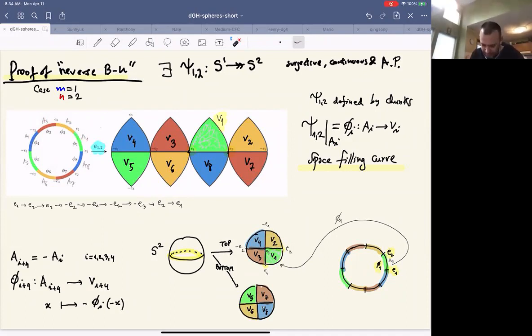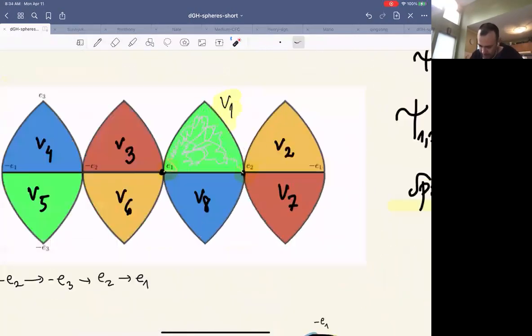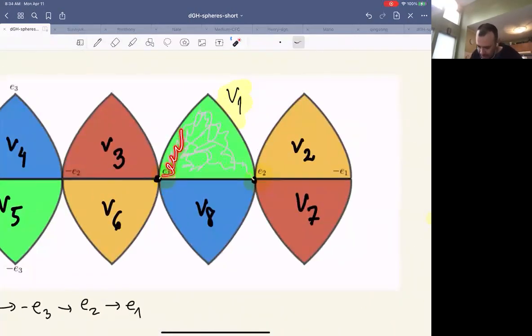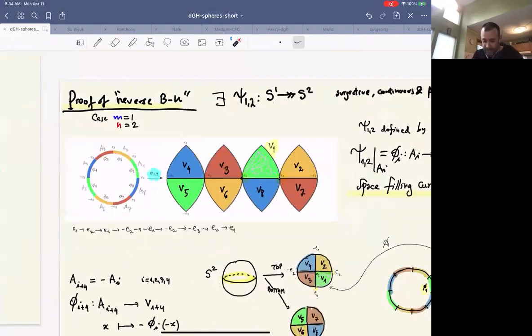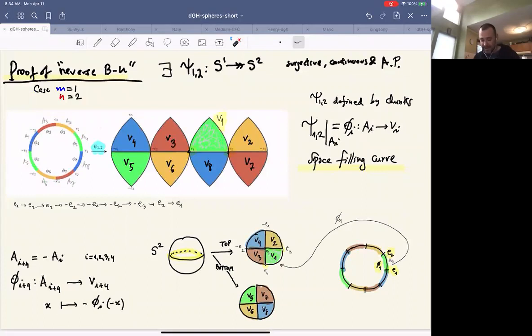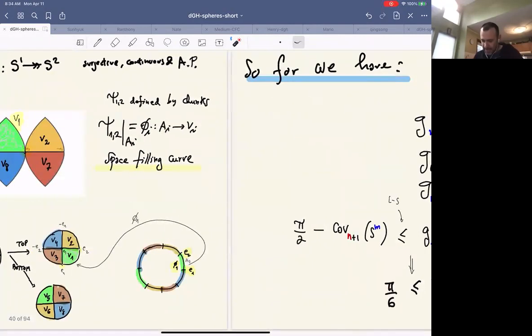And then we use a space filling curve inside each of the arcs. For example, you see here that there's a curve that is trying to suggest that there's something space filling happening. And then we are careful that everything matches up nicely. And the way we extend this to the general case of, for example, S^m into S^n is by using spherical suspensions in a geometric sense. But that's just a technicality.